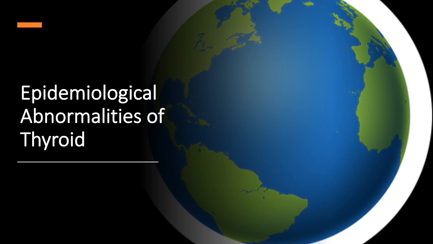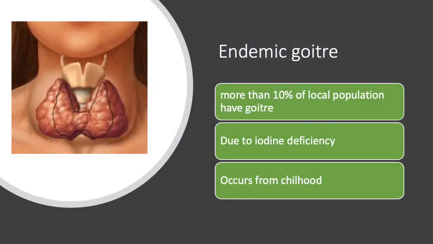Let's look at the epidemiological abnormalities of the thyroid gland. As we discussed, the epidemiological abnormalities are endemic goitre, sporadic goitre, and familial thyroid diseases. When more than 10% of the local population develop goitre because of a geographical reason, it is called endemic goitre. Endemic goitres are mainly due to iodine deficiency, and because of this, it can occur from childhood.